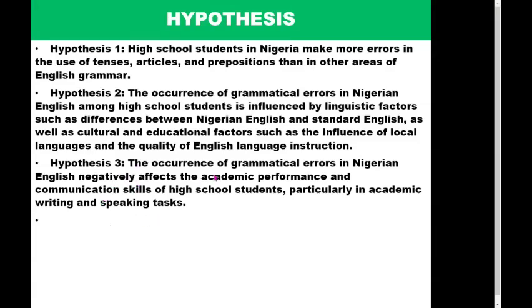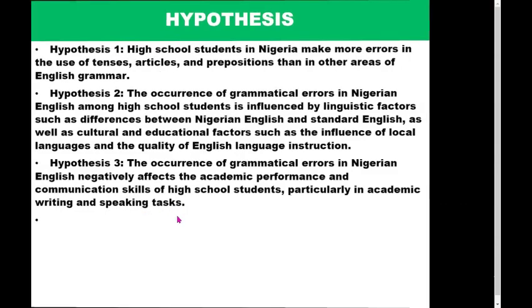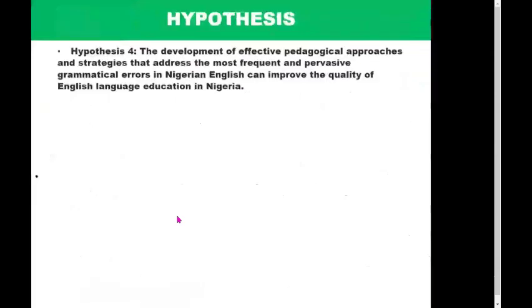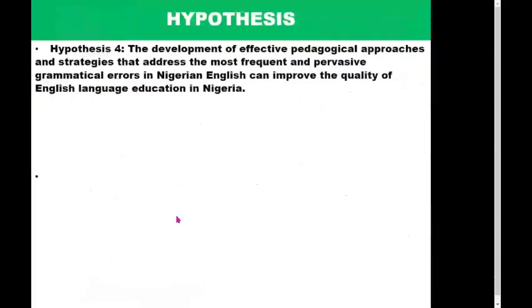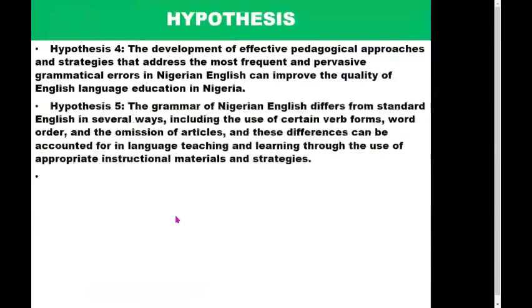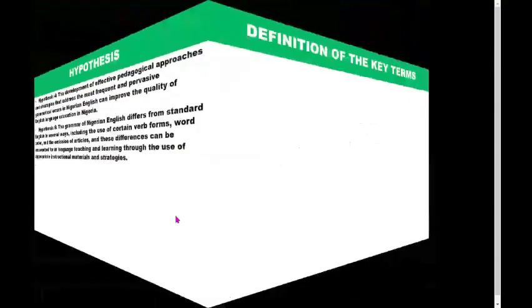Hypothesis 3: the occurrence of grammatical errors in Nigerian English negatively affects the academic performance and communication skills of high school students, particularly in academic writing and speaking tasks. That is another hypothesis, and so on and so forth. So you can just go through the various hypotheses that we have here.